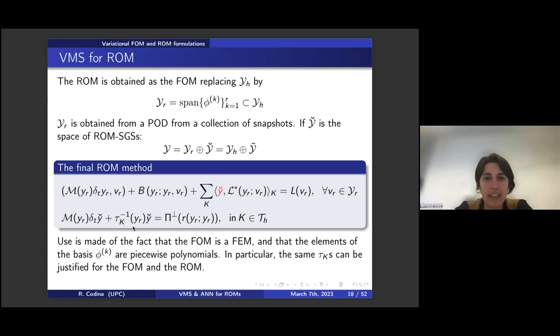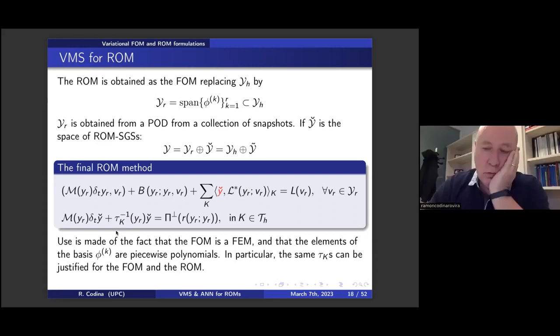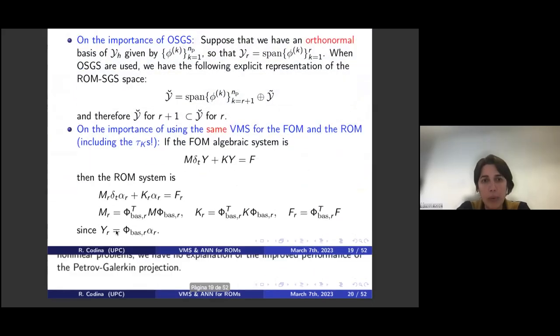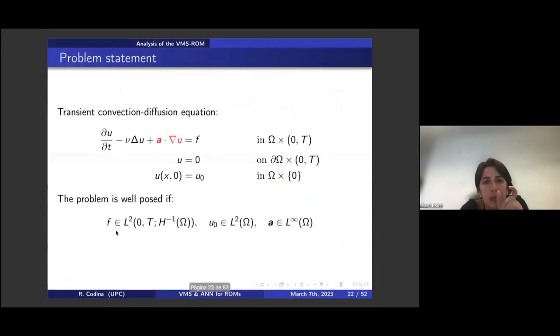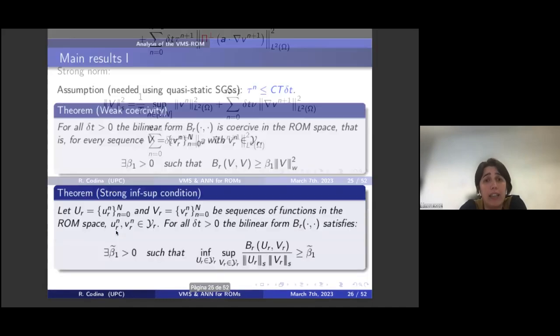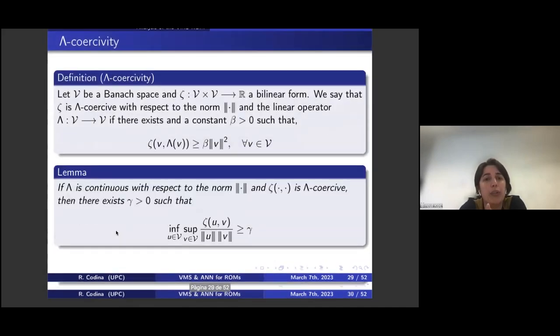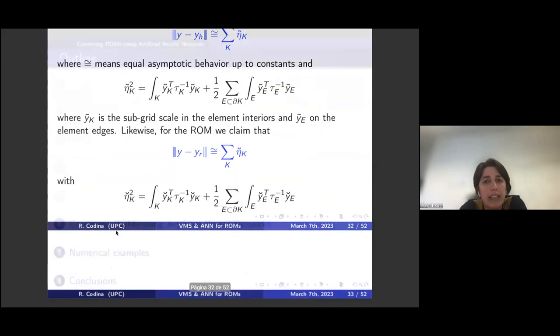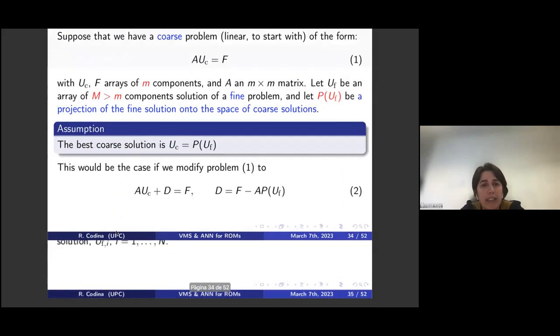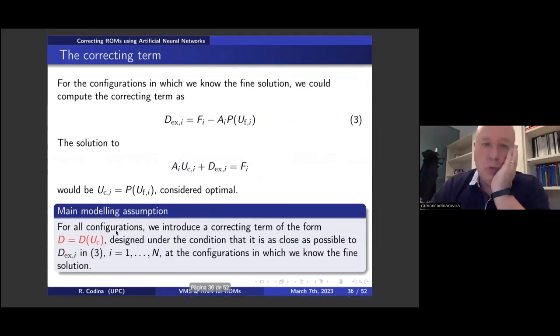Dr. Codina, it was really a nice talk. My question is, first, let me check I understood correctly: you are comparing the corrected reduced order model with the Galerkin one. To obtain this corrected one, you are using an artificial neural network. Did you find this corrected term using any other methods? For example, did you use any closure term and model it? And did you compare these results with other models?